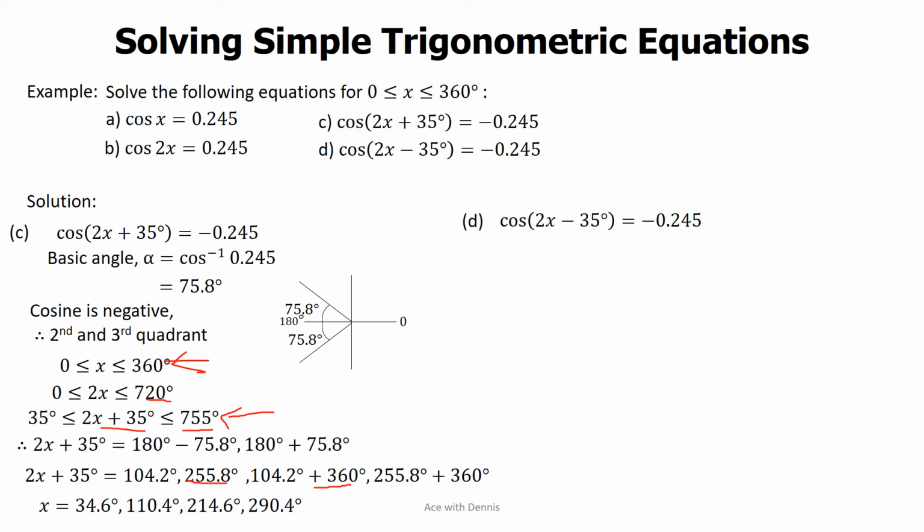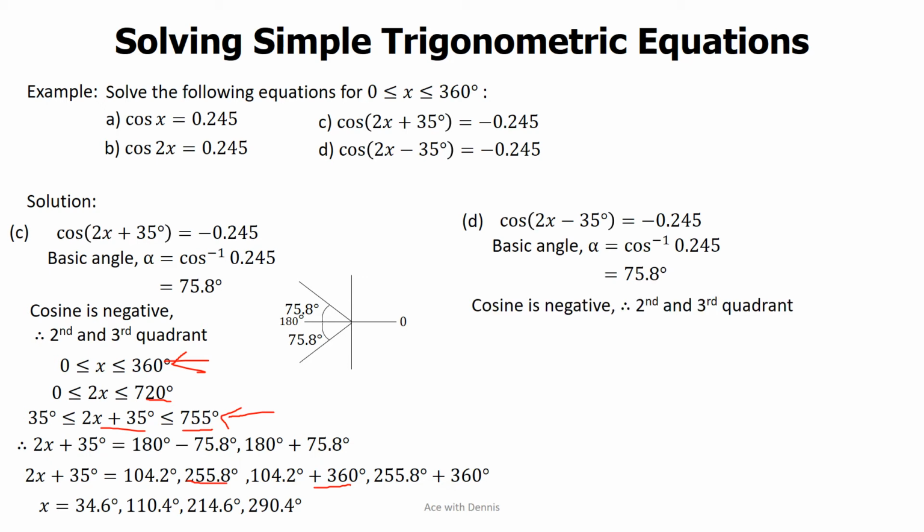Okay, now move on to D. Cosine of 2x minus 35 degrees equals negative 0.245. So the basic angle alpha is the same step, right? Which is inverse of cosine 0.245, we get 75.8 degrees. And cosine is negative, therefore it is the second and third quadrant. Update the quadrant diagram: second and third quadrant, basic angle, this line is 0 and 180 degrees. And now we check the range.